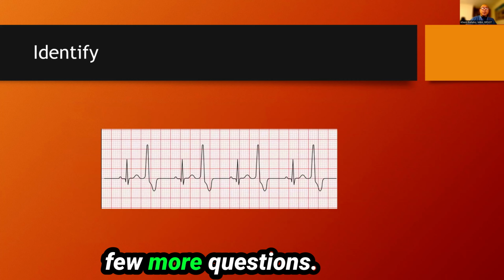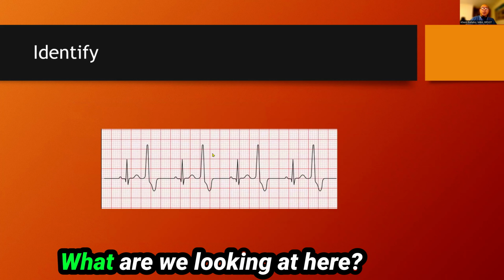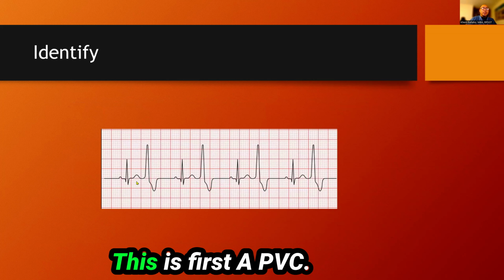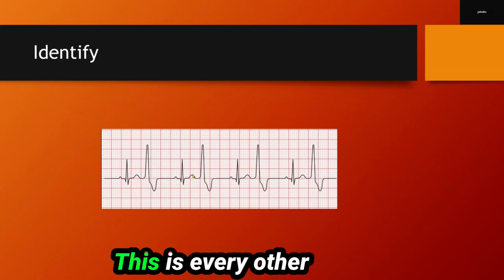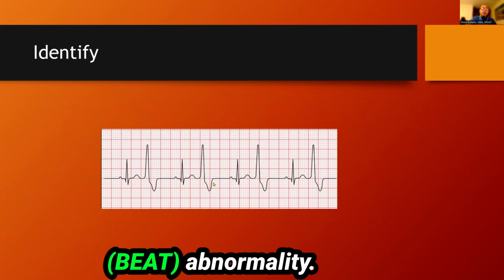All right, there's a few more questions. What are we looking at here? This is first AT. However, there is a pattern. So now it's not just a PVC. This is every other abnormality.